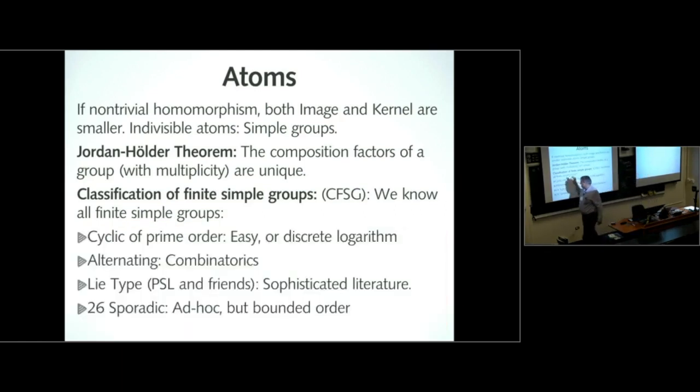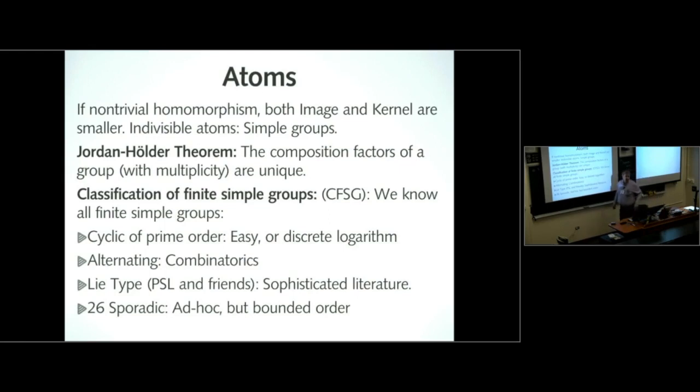Well, they could be cyclic of prime order. These groups don't even have any proper subgroups. That is very easy, or if you want, it's very hard because it's a discrete logarithm problem if the prime gets larger. Alternating groups are simple if the degree is bigger than 4. It has to do with some combinatorics to describe these groups.